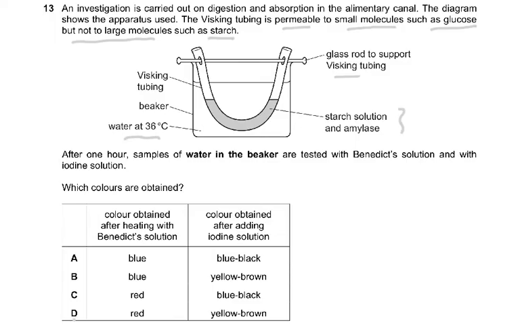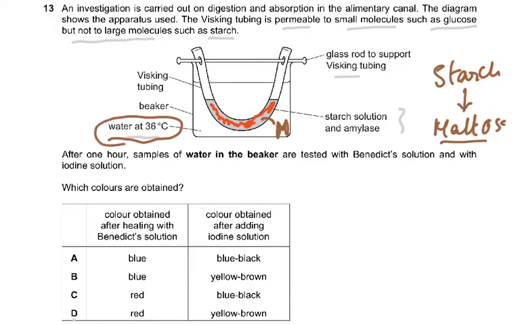Now you have to understand that starch will be broken down by amylase into maltose, and maltose is going to diffuse out. Starch cannot diffuse out because it is said to you that the Visking tubing is permeable to small molecules, but not to large molecules. So the starch is going to stay in here. Let's color the starch red. Starch cannot come out. But the starch is also going to be broken down to maltose, and the maltose can come out. Maltose can be present in this water at 36 degrees Celsius.